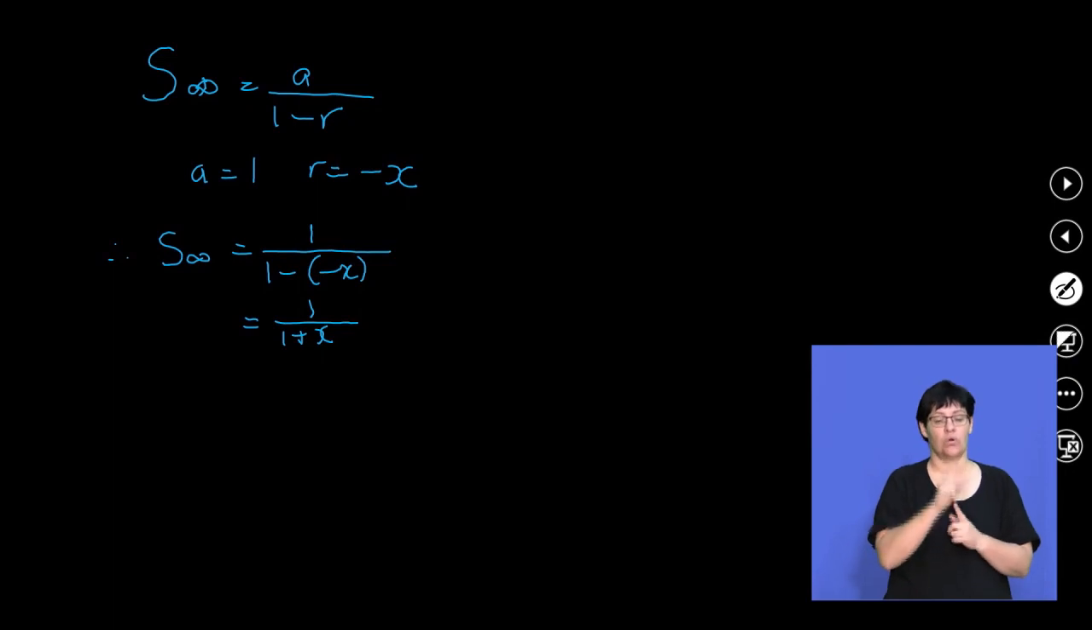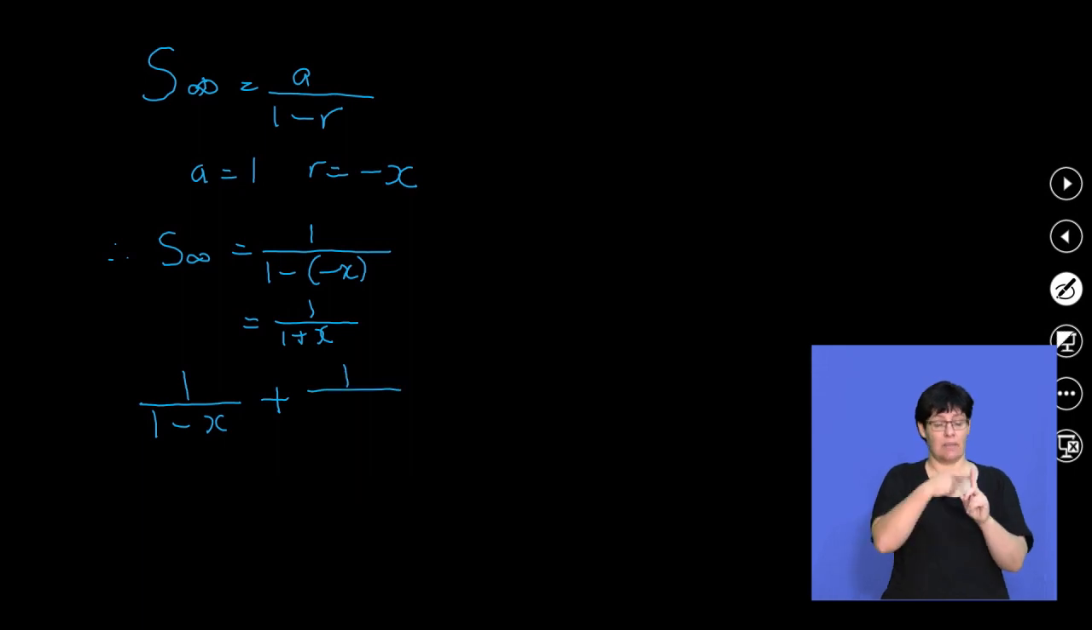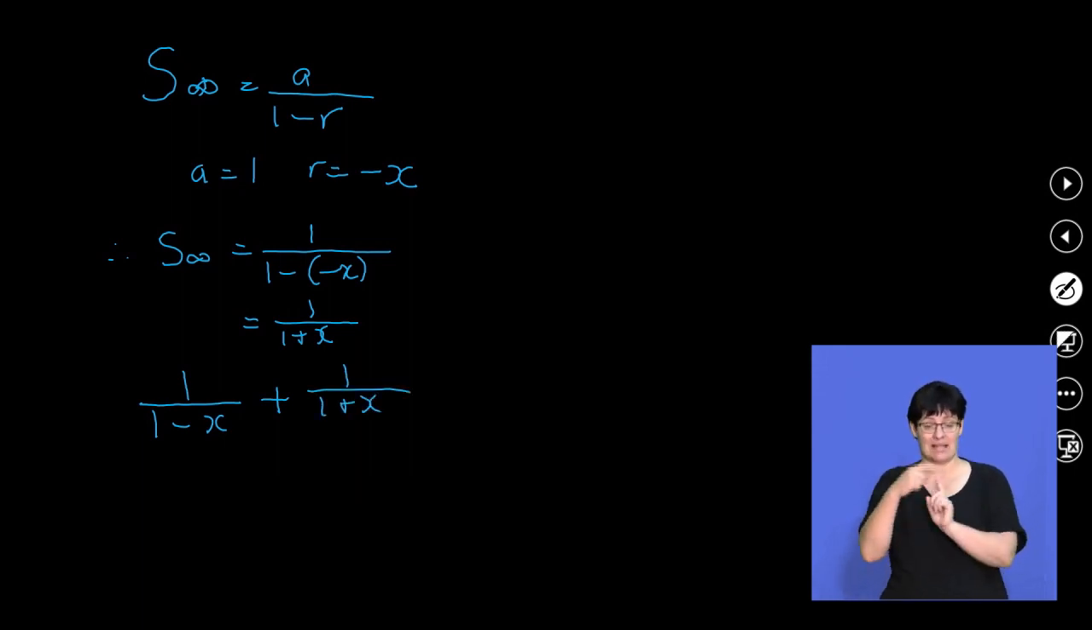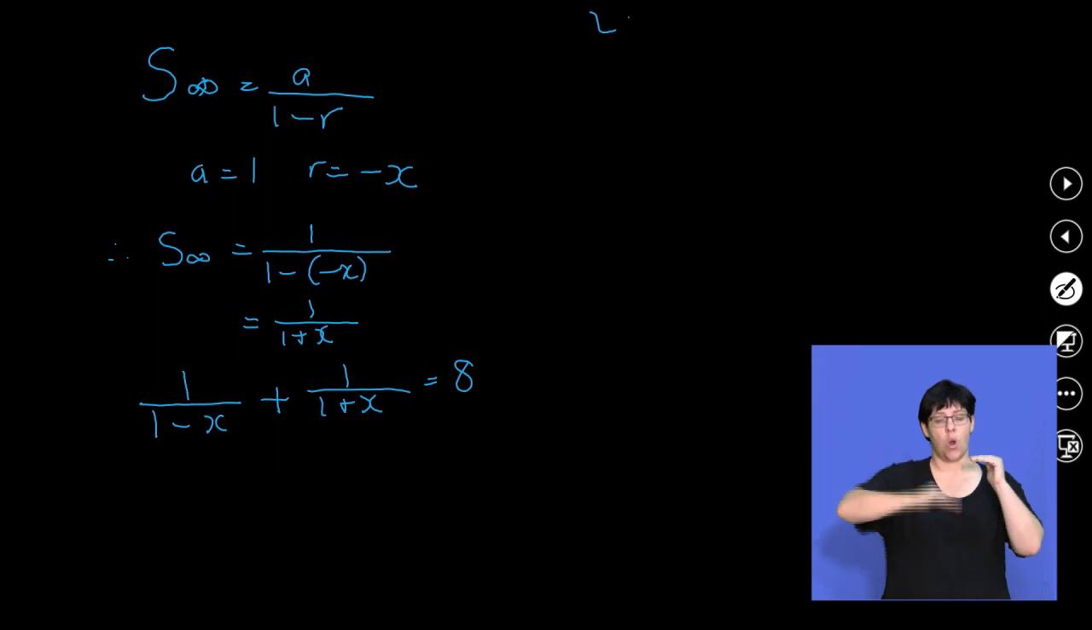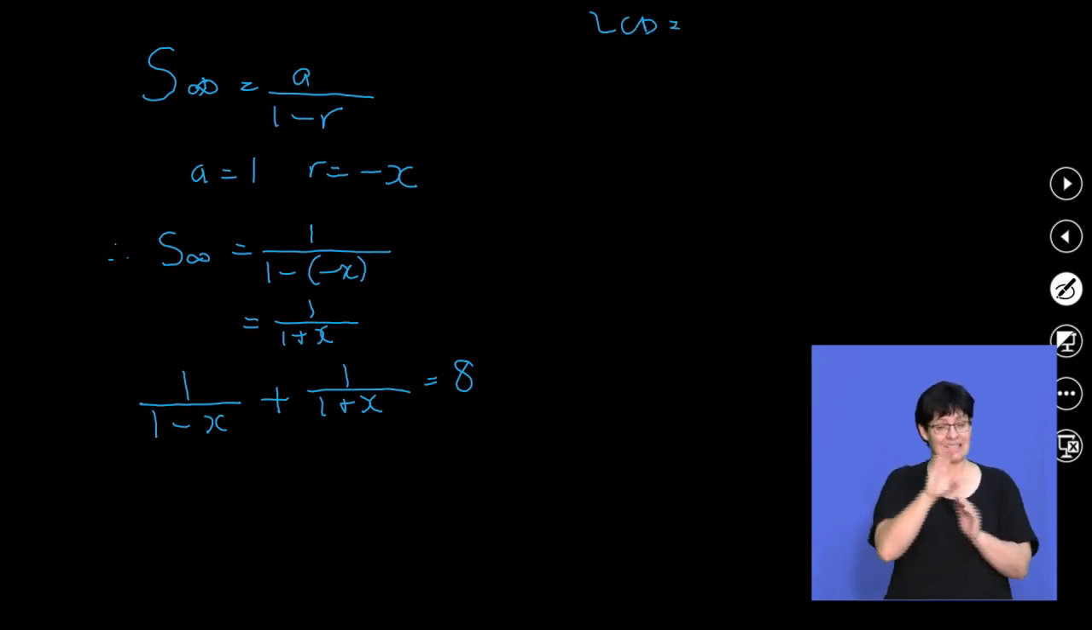So we're going to take the two sums to infinity and we're going to add them and make them equal to 8. So we have the first sum to infinity was 1 over 1 minus x, and the second is 1 over 1 plus x. And we're going to make that equal to 8. And now we're going to solve for x. So effectively, this becomes an equation with variables in the denominator. So as per usual, we're going to figure out what our lowest common denominator is. And in this case, it is actually going to be the product of the two denominators.